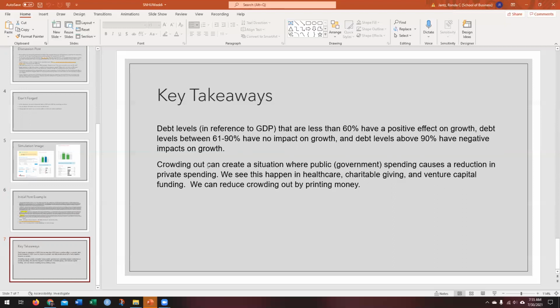Crowding out can create a situation where government spending causes a reduction in private spending. This happens in healthcare, charitable giving, and venture capital funding. Those are some of the big areas. You can see if you can come up with any others. There are many others out there. We can reduce crowding out by printing money, but this has its own impacts as well.